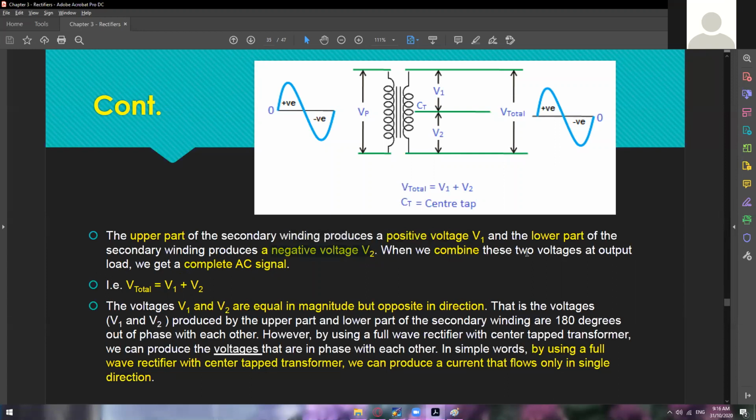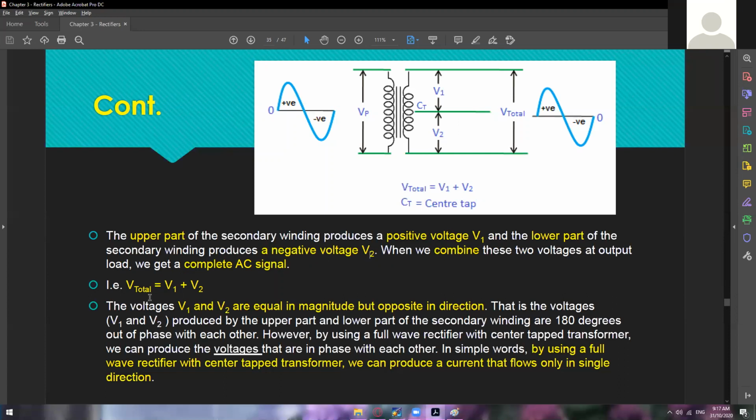So when we combine these two voltages at the output load, we get a complete AC signal. Okay, so we have a positive half cycle and then a negative half cycle. In a half wave rectifier, you cannot process a positive and negative at the same time. It will only accept one polarity, but in here it will accept two polarities at the same time. So positive on the upper side and then negative on the lower part.